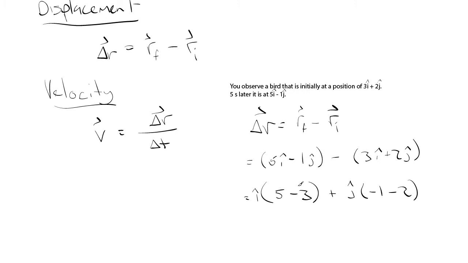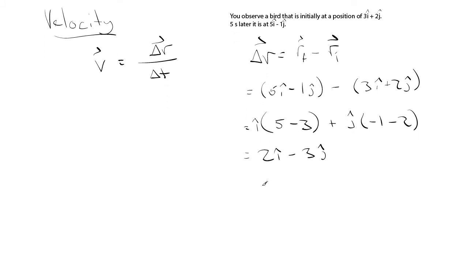All right, so I can only add and subtract like components of vectors. And so the result becomes 2i hat minus 3j hat. I only added and subtracted the same components. So if I draw a picture then, I could draw the picture like so. I go 2 to the right. I go negative 3 down, and that's my displacement vector.